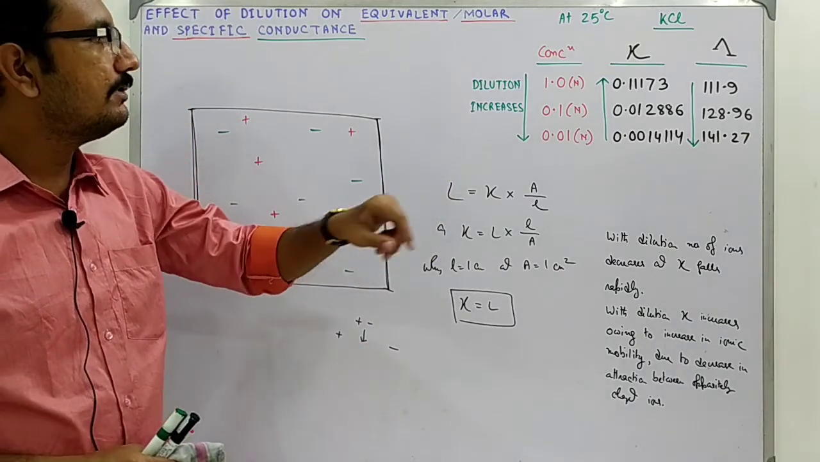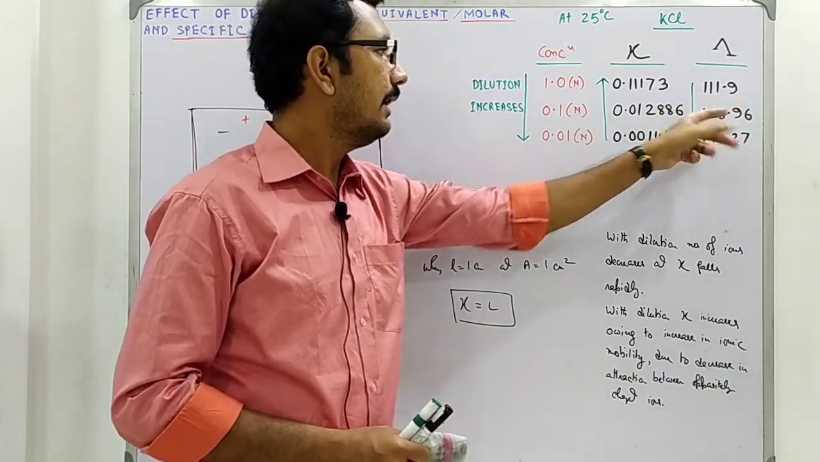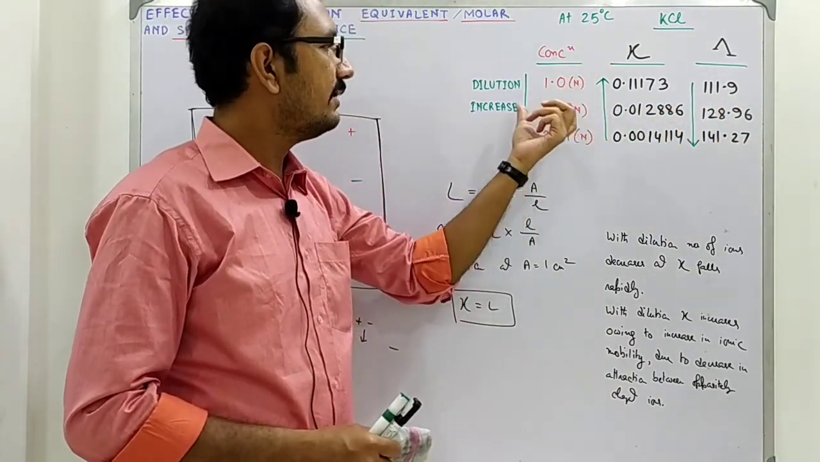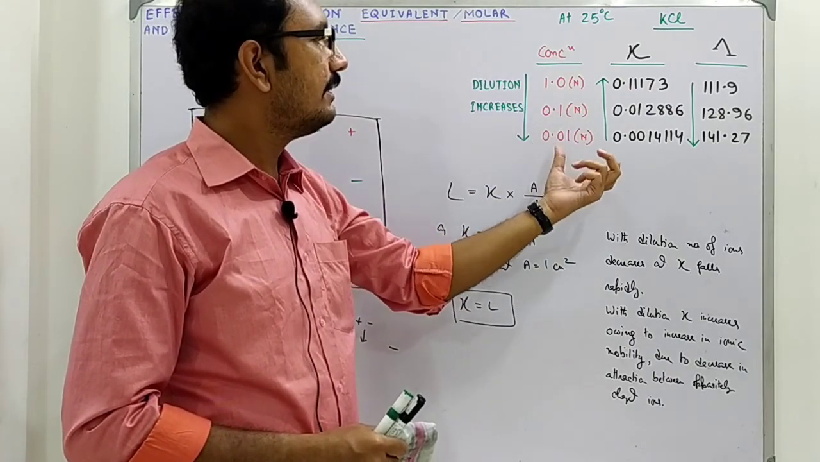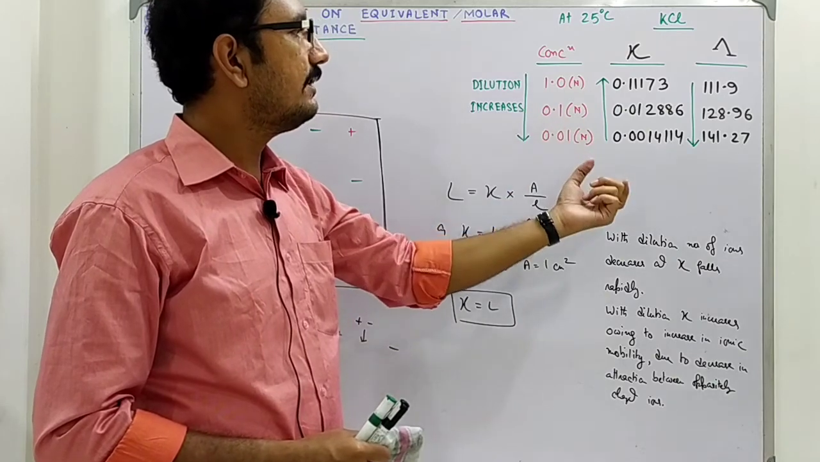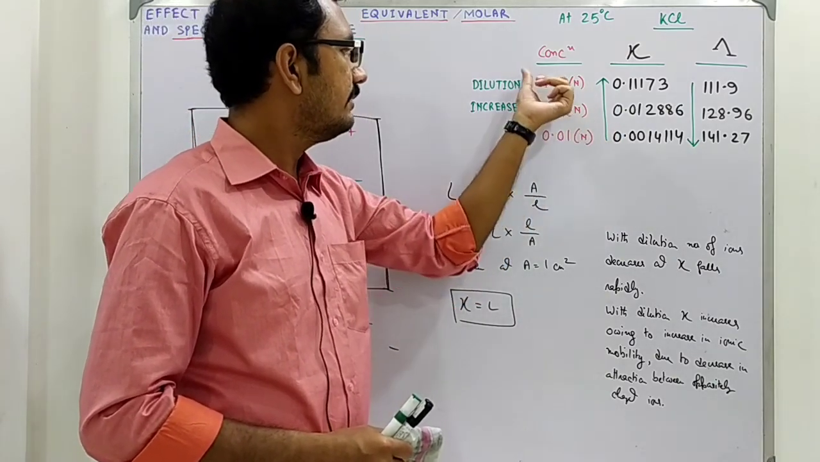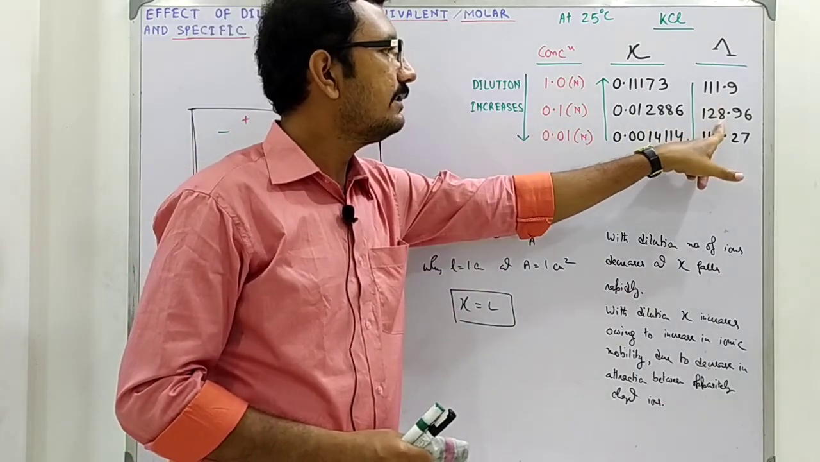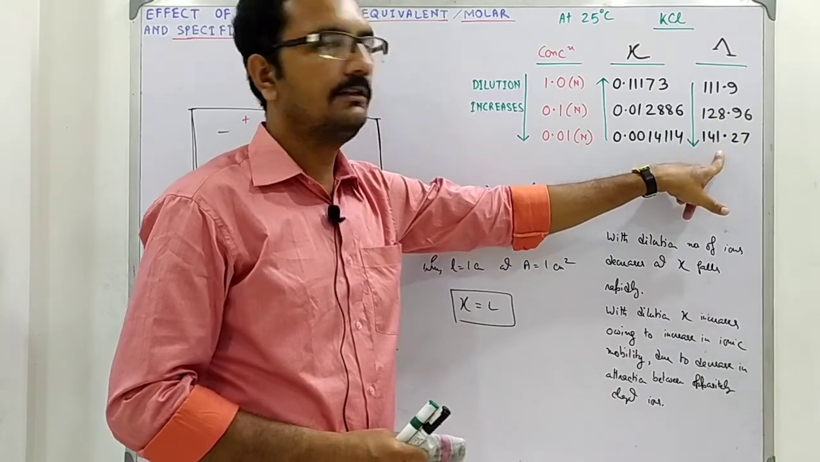Now, see the values. For 1.0 normal, the value is 111.9, and when you dilute it, the number of ions remaining the same, but the interionic attraction decreases. So, the ionic mobility increases, so it must increase. See the value for 0.1 normal, that is in the dilute condition, the value has increased, and with further dilution, we have a further increase in value.